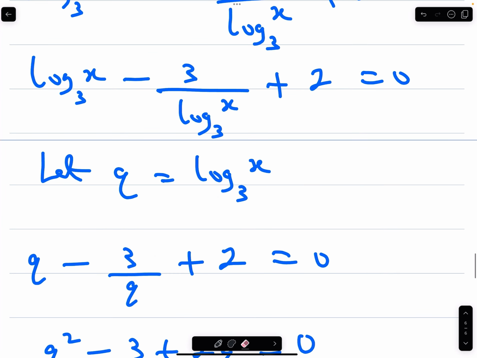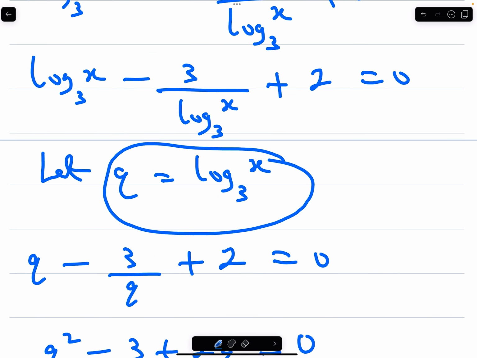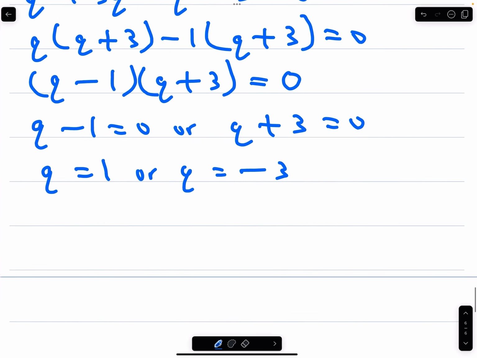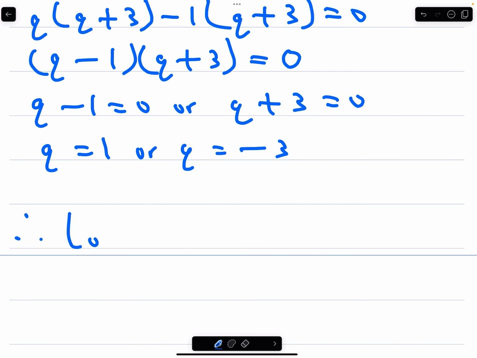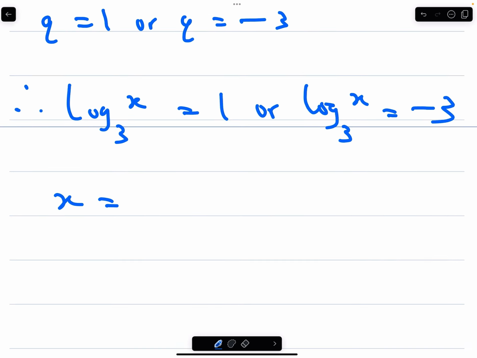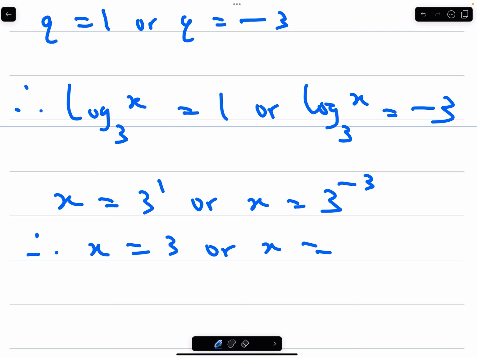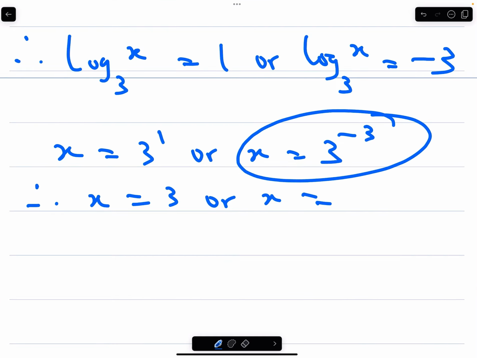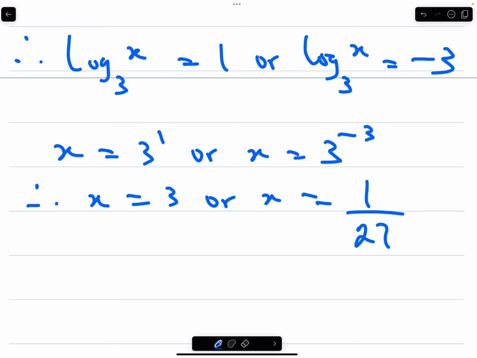So we now go back to q equals log x base 3. That simply means we can say, therefore, log x base 3 is equal to 1 or log x base 3 equals minus 3, which simply means x equals 3 raised to power 1 or x equals 3 raised to power minus 3, and therefore x equals 3 or x equals 1 over 3 raised to power 3, which is 1 over 27.